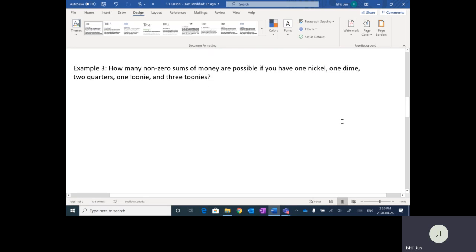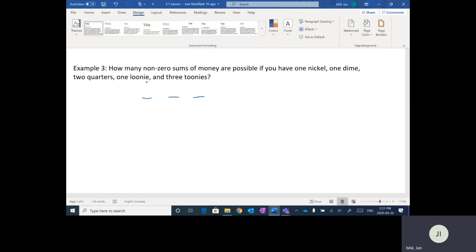Next up, we want to know how many non-zero sums of money are possible if you have 1 nickel, 1 dime, 2 quarters, 1 loonie, and 3 toonies. We have quite a few coins here to choose from, and basically what it's asking is, you can pick 1 coin, you can pick 2 coins, you can pick any number of coins, you can pick all of the coins. We just want to know how many different sums you get when you total up the value that you choose. The way we're going to approach this is to separate these into the different categories.